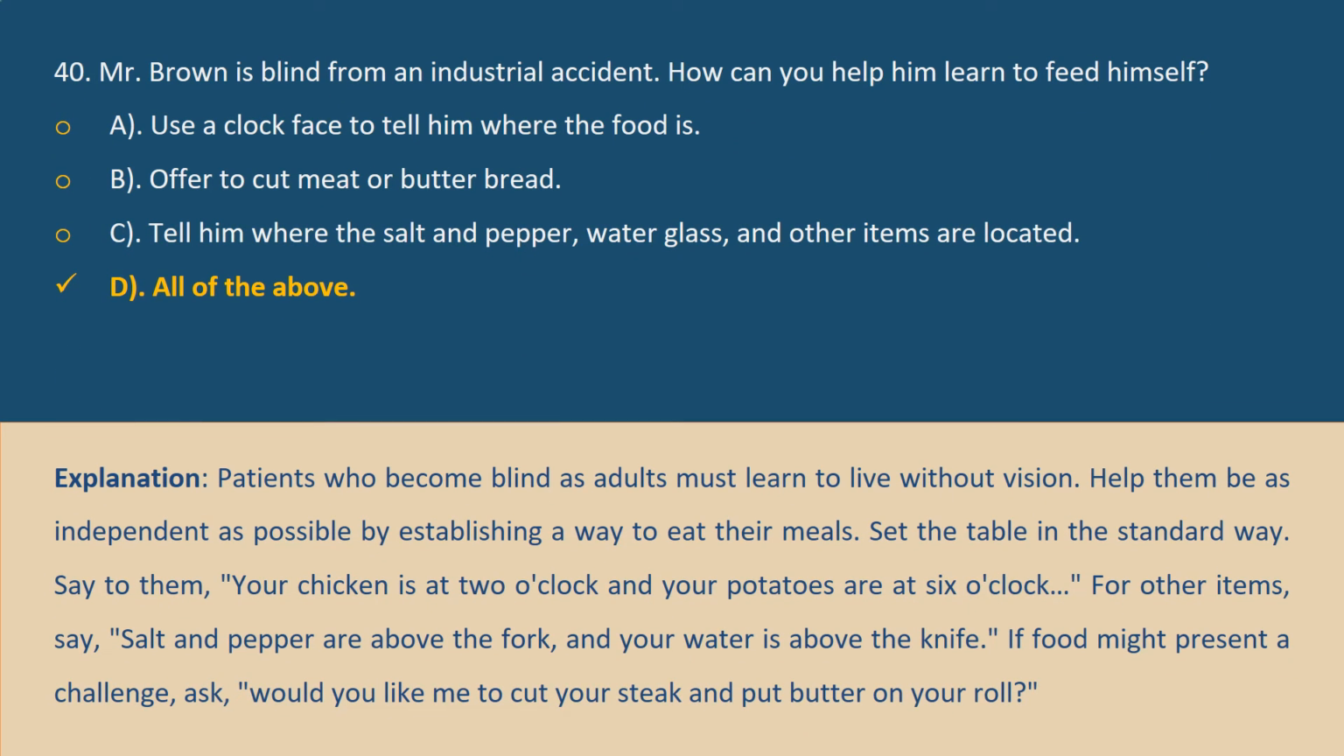Answer D. Explanation. Patients who become blind as adults must learn to live without vision. Help them be as independent as possible by establishing a way to eat their meals. Set the table in the standard way. Say to them, "Your chicken is at 2 o'clock and your potatoes are at 6 o'clock." For other items, say, "Salt and pepper are above the fork and your water is above the knife." If food might present a challenge, ask, "Would you like me to cut your steak and put butter on your roll?"